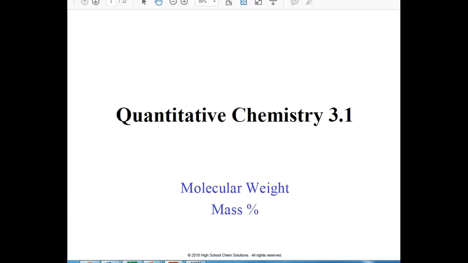This lesson begins a chapter that involves what we call quantitative chemistry. And so quantitative refers to something that deals with numbers. So we're going to look at the math of chemistry in this section. How we keep up with how much of different chemicals we have, how much have reacted, how much are left, the percentages, and so on and so forth. So we'll start with some introductory calculations in this section by calculating what is called the molecular weight and the mass percent. So these are the two things you should be able to calculate by the end of this lesson.